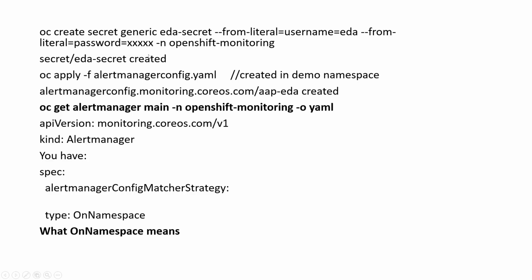So we will also create a secret for the connection to our EDA using an alert manager config. So using this alert manager config for the EDA, we will have an alert manager config once we have created the config map.